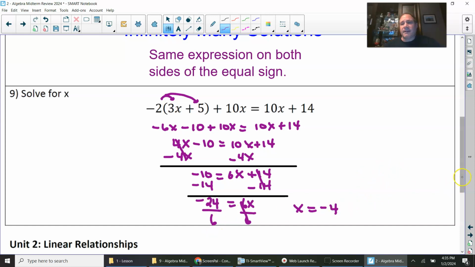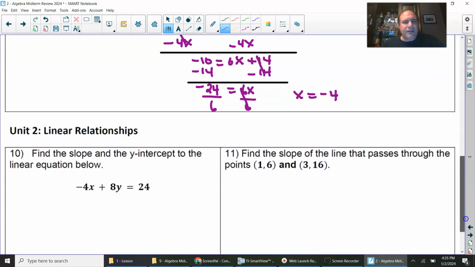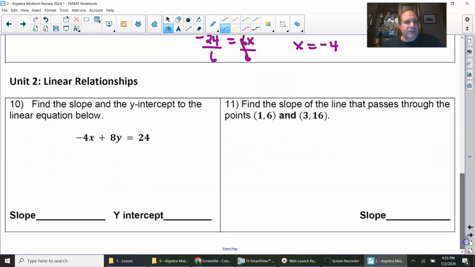Negative 24 divided by 6 is negative 4. And here we go with unit 2, linear relationships. Anytime that you have linear relationships, it has to be in that y equals mx plus b format. If it is not in that y equals mx plus b format, that means that we cannot solve for the slope. We cannot solve for the y-intercept. So we have to solve for y first to identify those things.